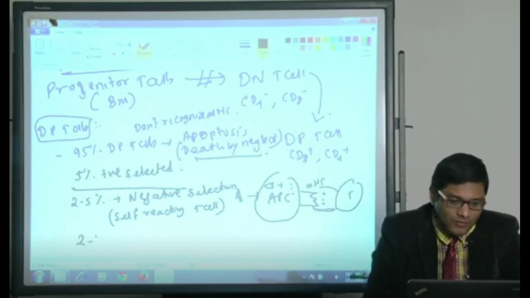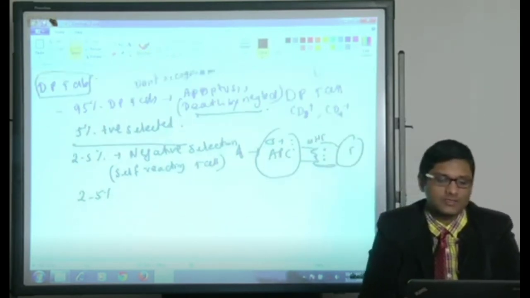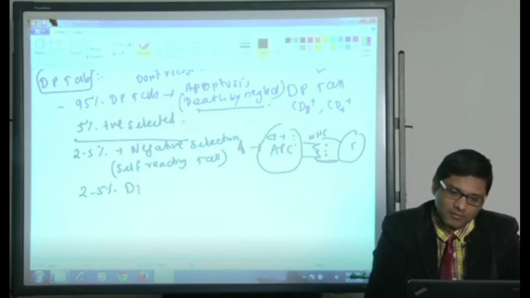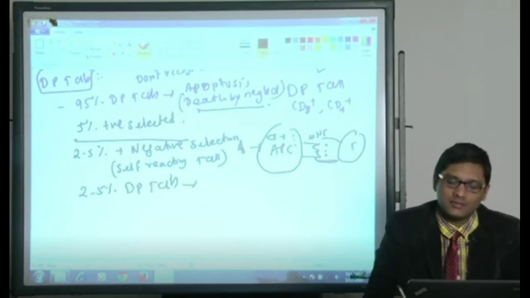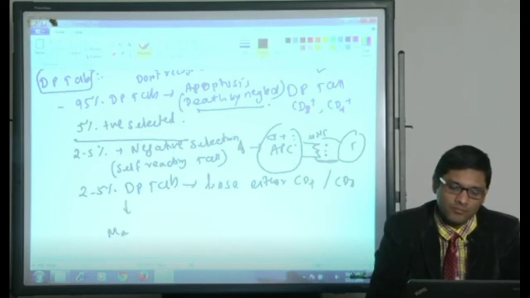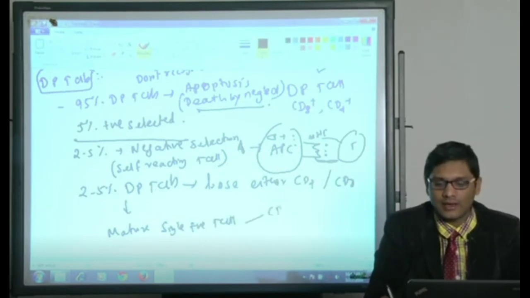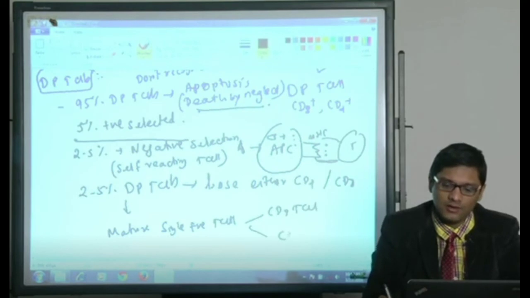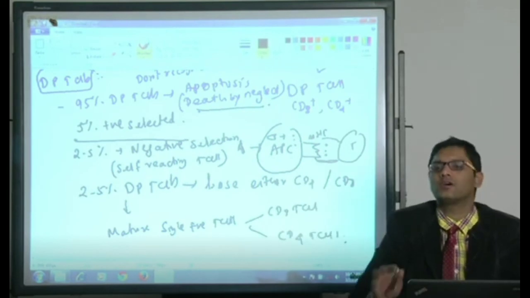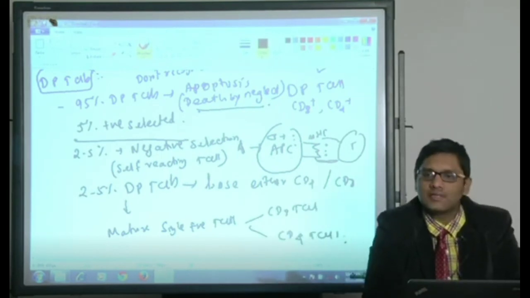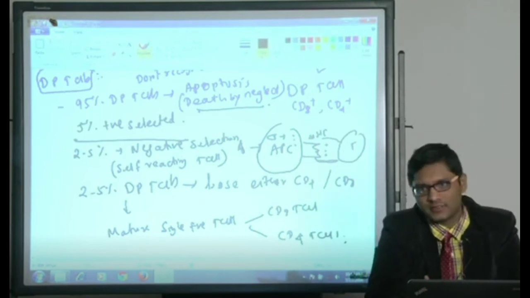The remaining double positive T cells will lose either CD4 or CD8 to become mature single positive T cells, that is CD8 T cell or CD4 T cell. So that is how the development of T cells occurs in the thymus.